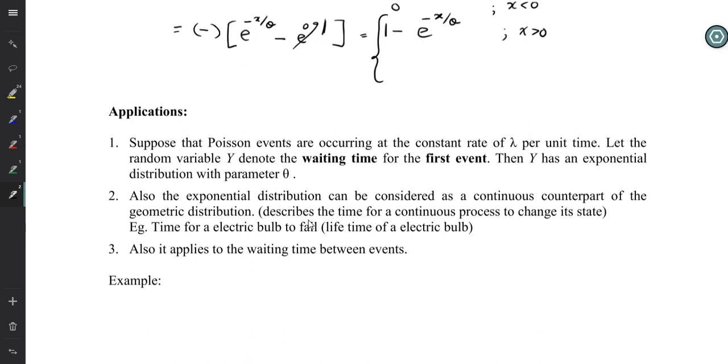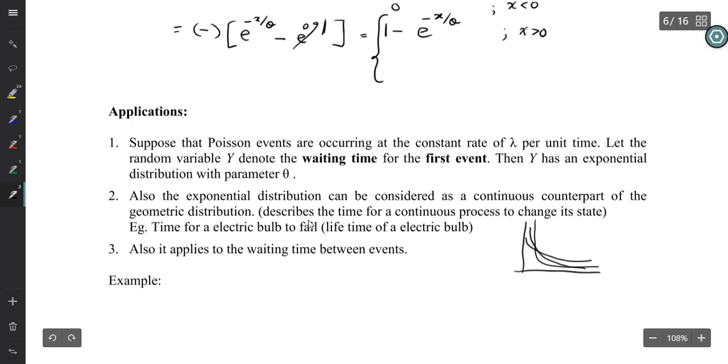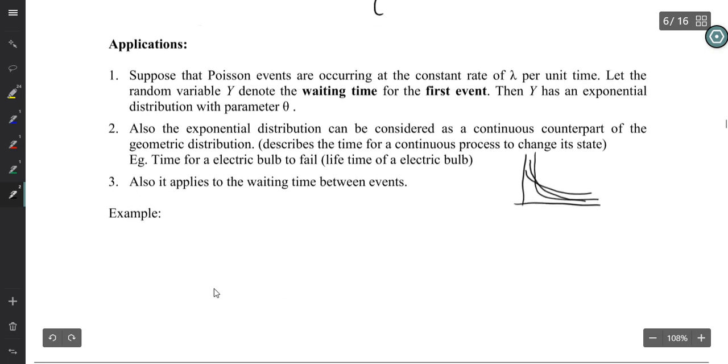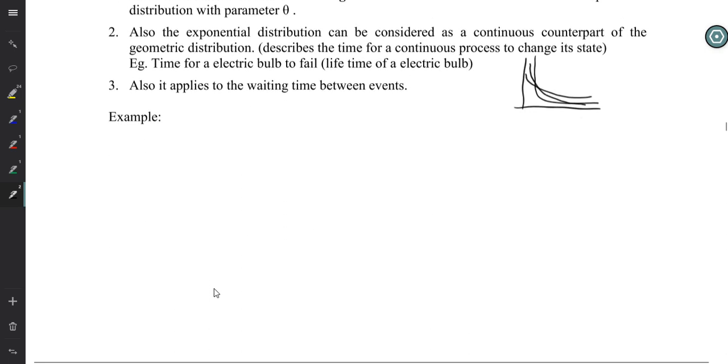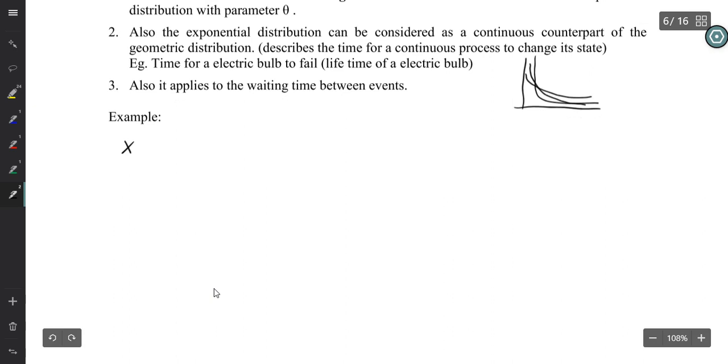Another example is the life time of an electric bulb. If you draw the exponential density, it will be like this. Depending on the value of theta, the slope will be different. So this is how the exponential density will look. Here's an example. Suppose x follows the exponential density with theta equals 3. A simple example.